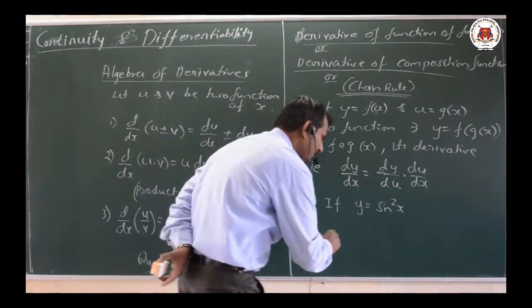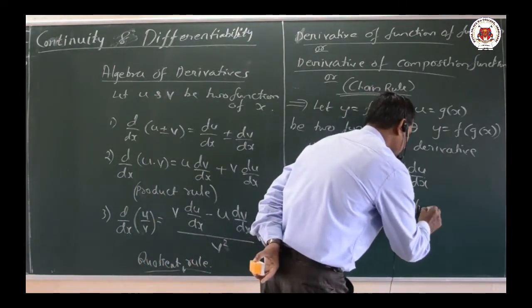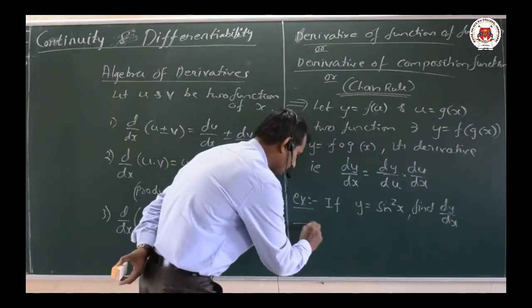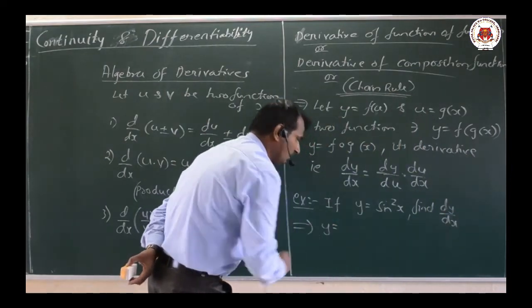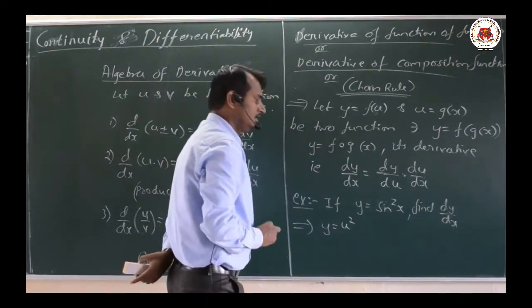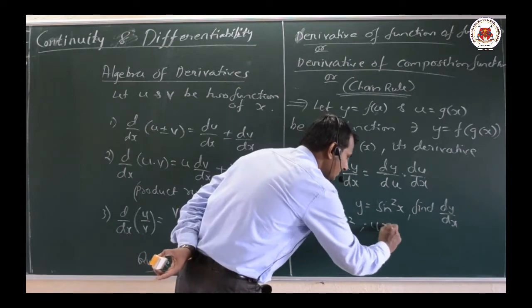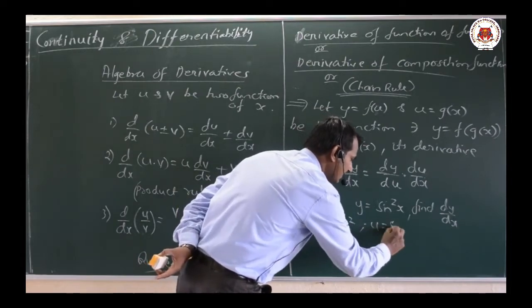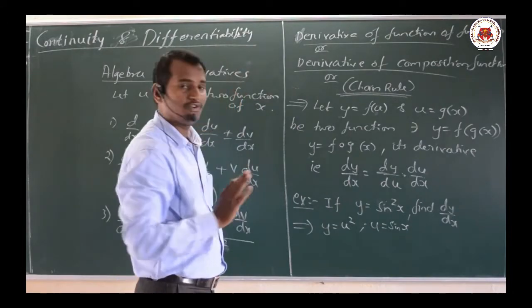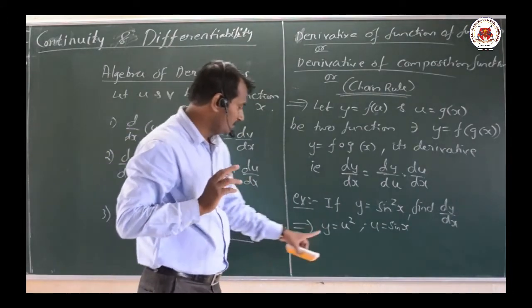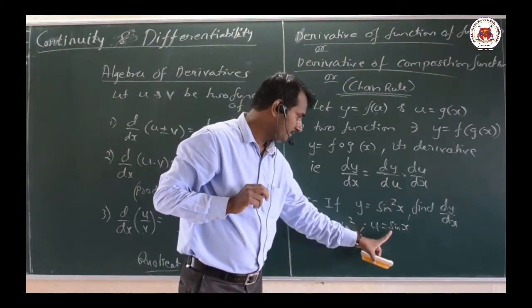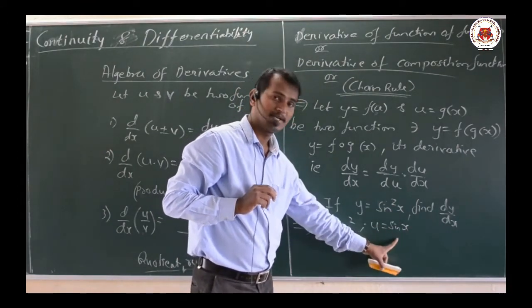So find dy by dx. How do we find it? Here y equal to u square, where u is equal to sin x. In this particular format I will write our function: y is equal to u square, where u is nothing but sin x.